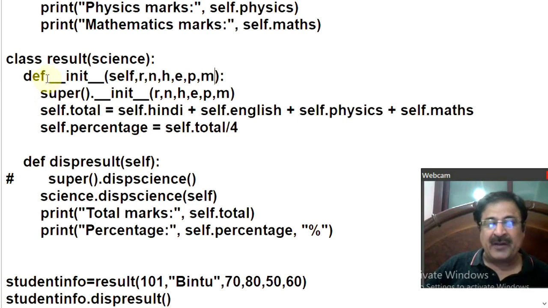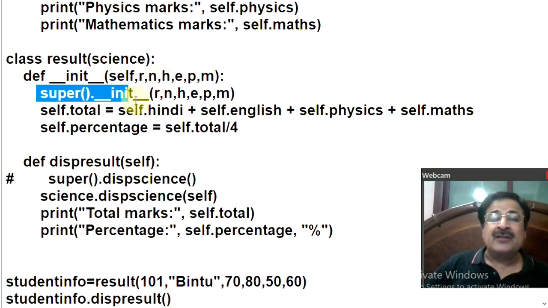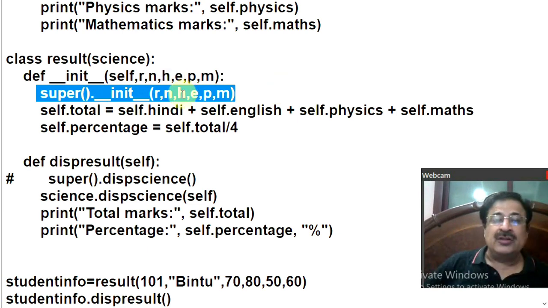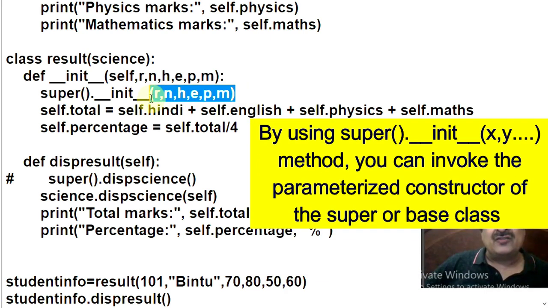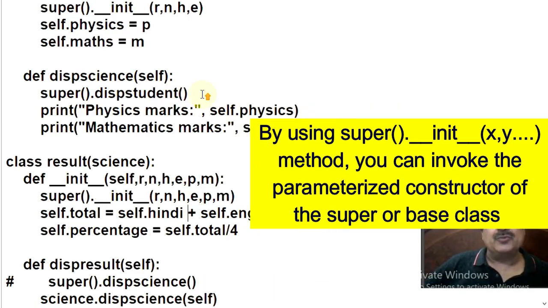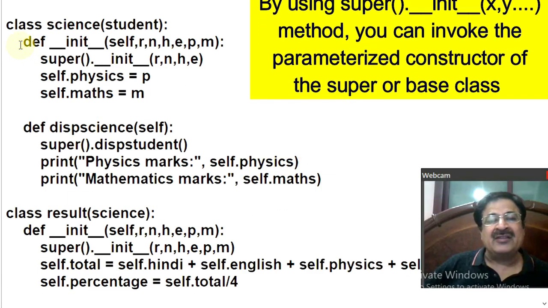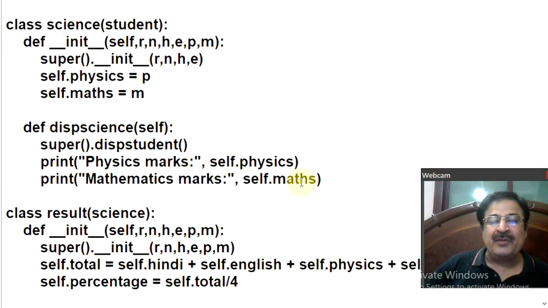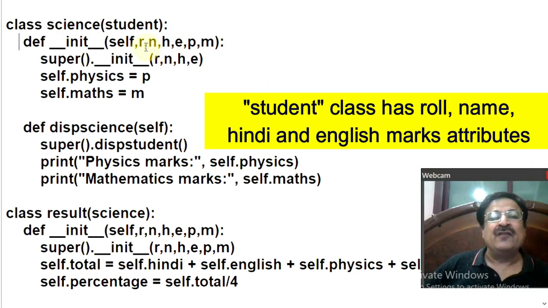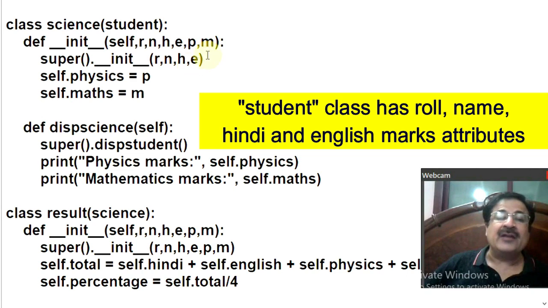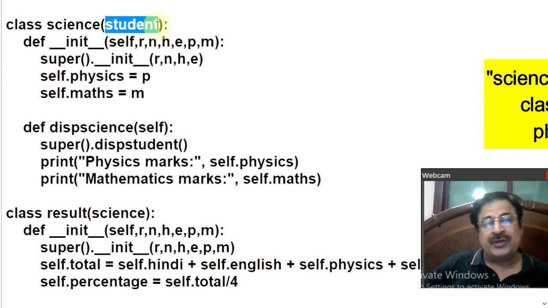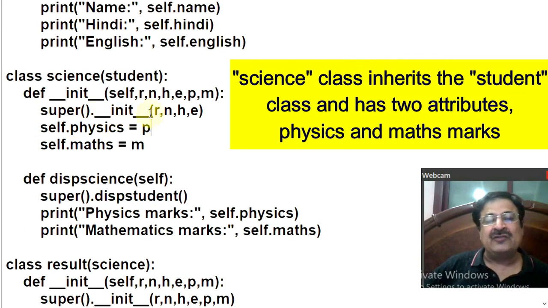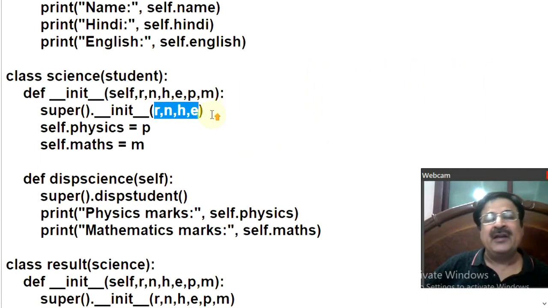Now here, in this parameterized constructor of result class, you are invoking the parameterized constructor of the superclass. The superclass of result class is science. And while invoking the parameterized constructor of the science class, you are taking these 6 parameters. So control will come to the parameterized constructor of science class, and these 6 parameters, roll number, name, Hindi, English and physics and maths marks, will be assigned to these parameters, right? From here, you are invoking the parameterized constructor of the superclass. The superclass of science class is student. So the parameterized constructor of the student class will be invoked, and 4 parameters, roll number, name, Hindi, English marks, will be taken along with it.